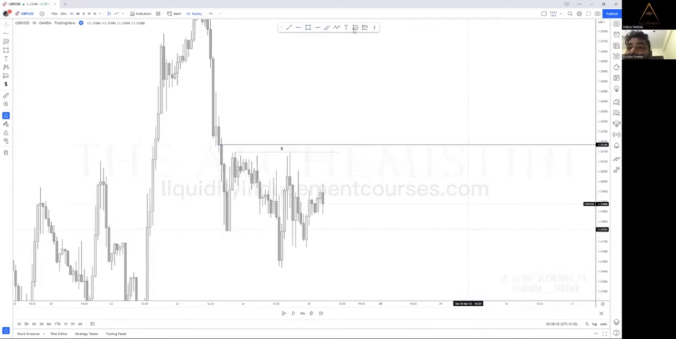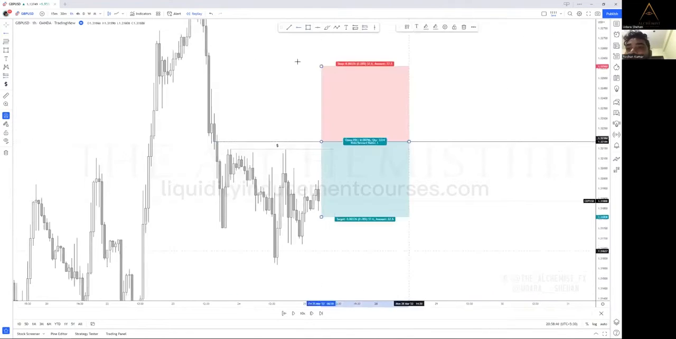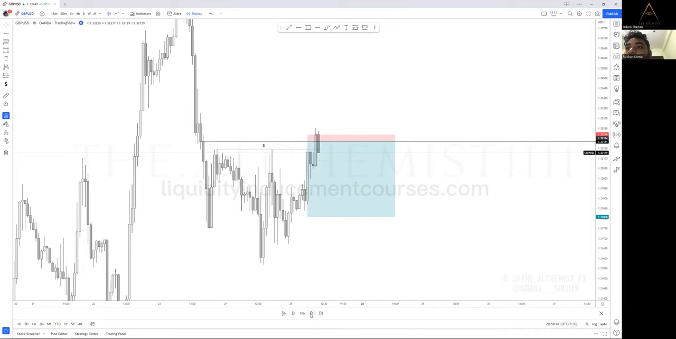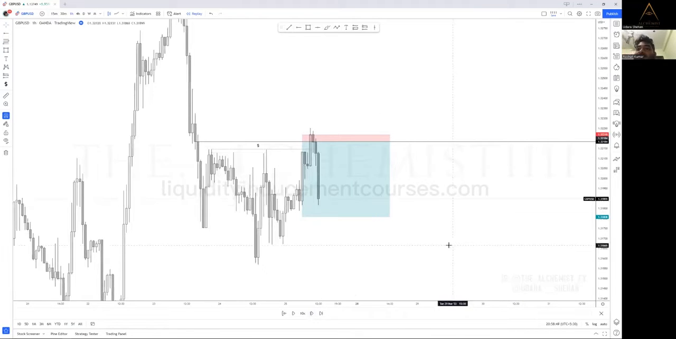Open close levels. What if you do this? Sell it, stop loss above that. Let's see. Stopped out. Why? Why did that happen?